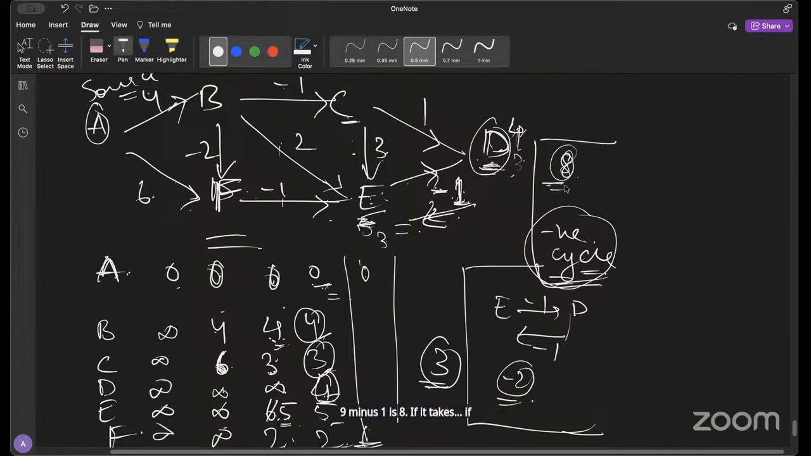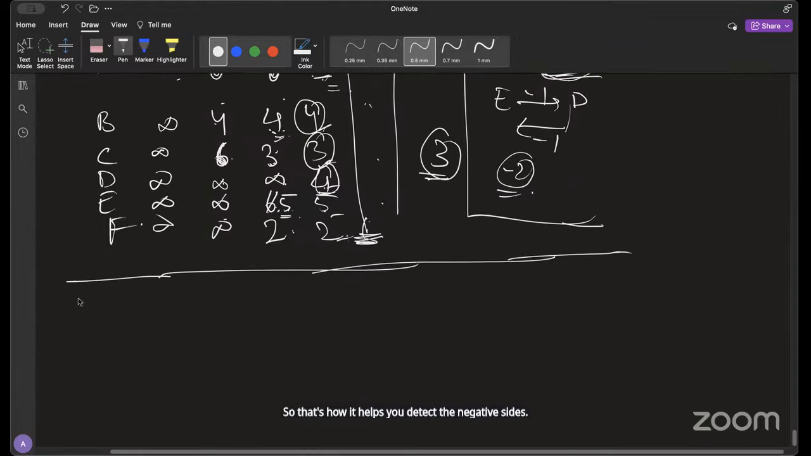If after 8 iterations, you still keep getting lesser weights here, that means you have a negative cycle. That's why you keep getting lesser weights, and then lesser weights. There's no end to it. So that's how it helps you detect the negative cycles. Is it fine?